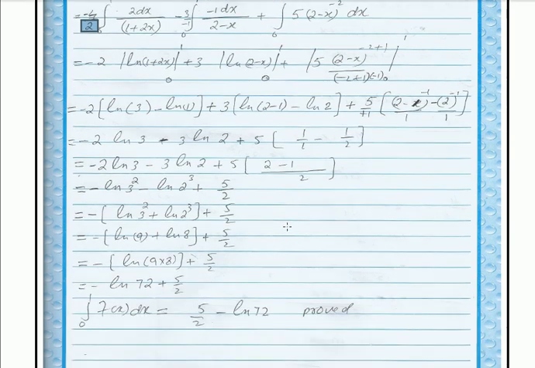After simplification, by applying the law of logarithms, we get ln 3 raised to the power 2 and ln 2 raised to the power 3, by applying the law of exponents. So after simplification, we get minus ln 72 plus 5 by 2. The final answer is 5 by 2 minus ln 72, the required result.